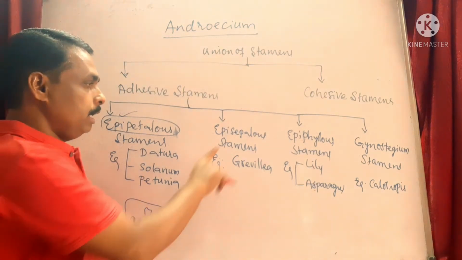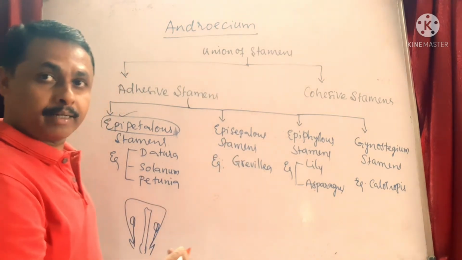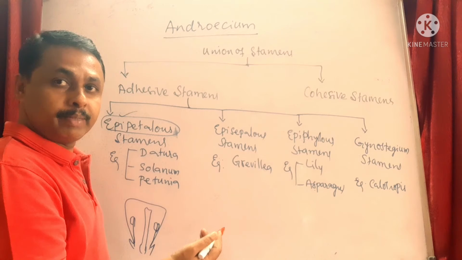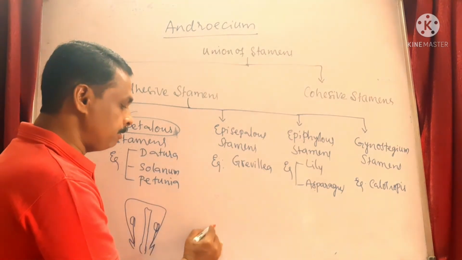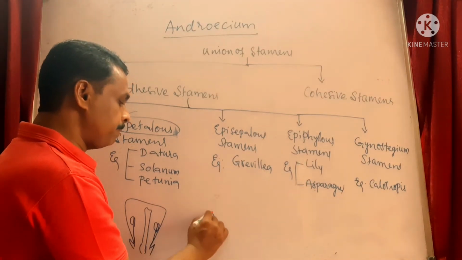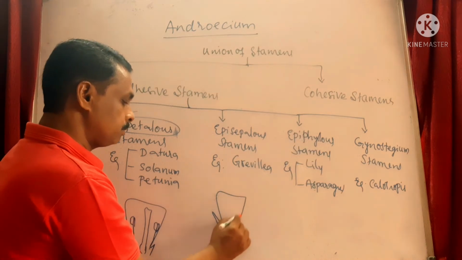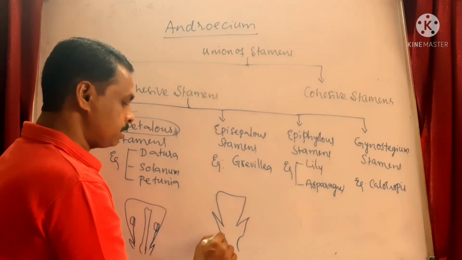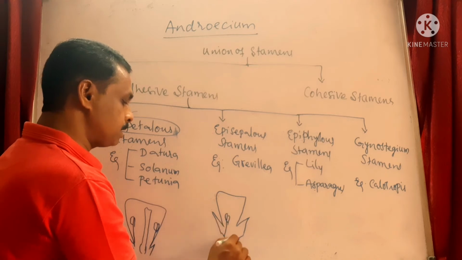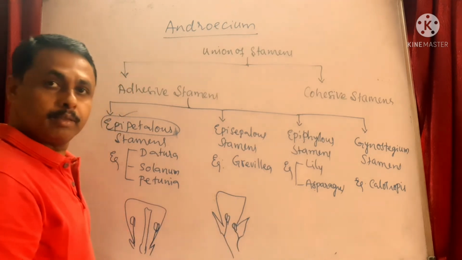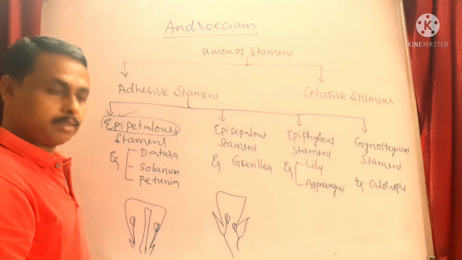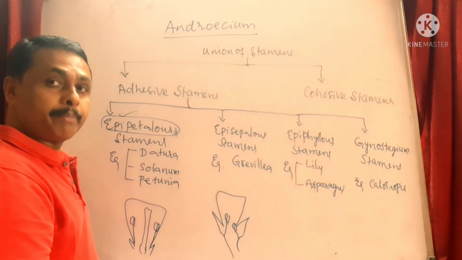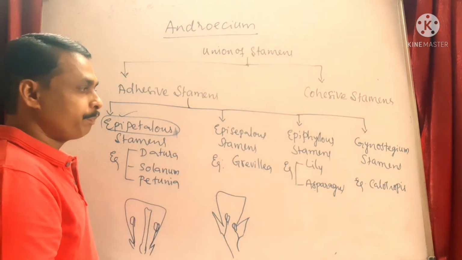That is about episepalous. Now you can understand. Epi means attachment, sepals means sepals. That means they will be attached to sepals. These stamens are attached to sepals like this. That will be called episepalous, seen in Grevillea.